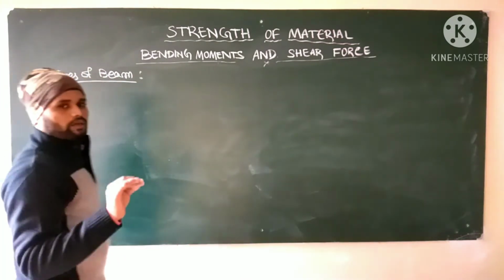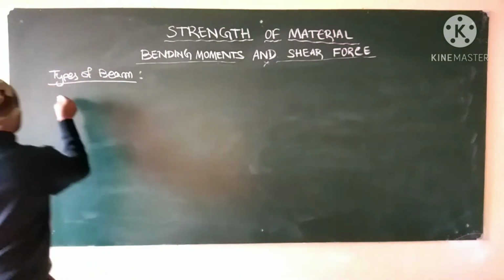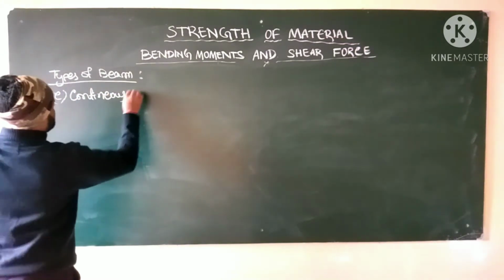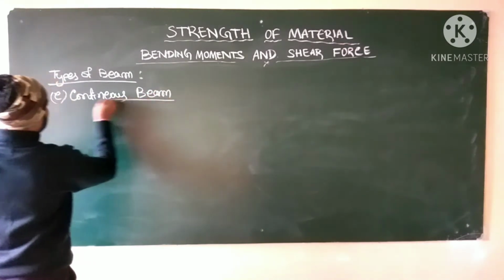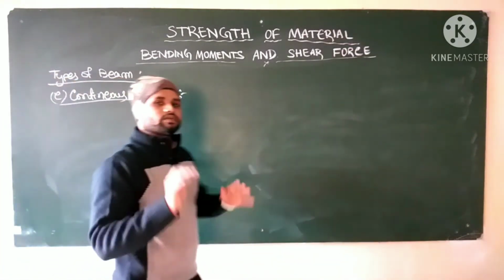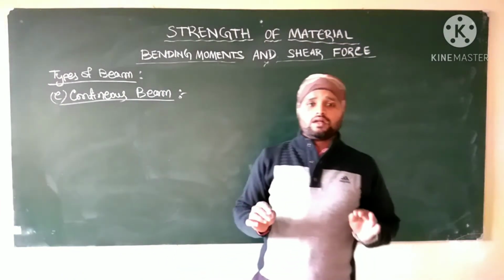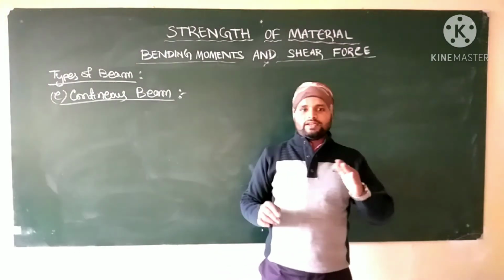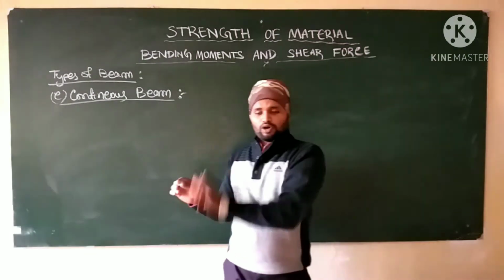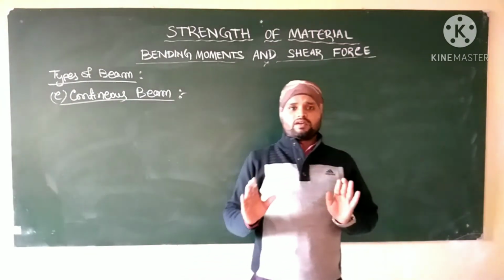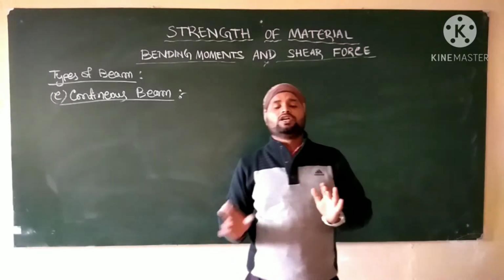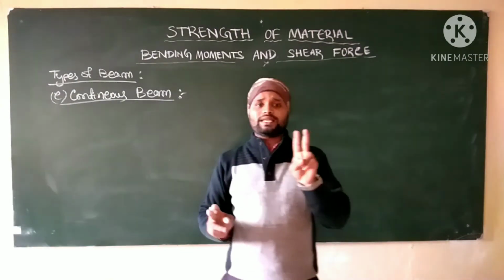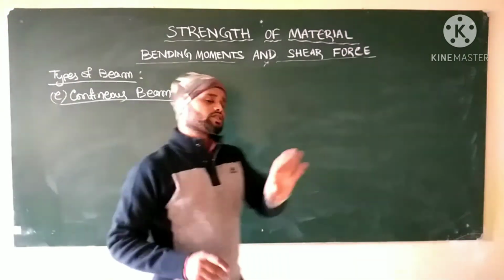The last one of the beams is the continuous beam. Continuous beams we have all seen. In the case of a railway bridge or road bridge, you will find a number of pillars below the bridge. So if a beam has more than two supports, then you can say it is a continuous beam.